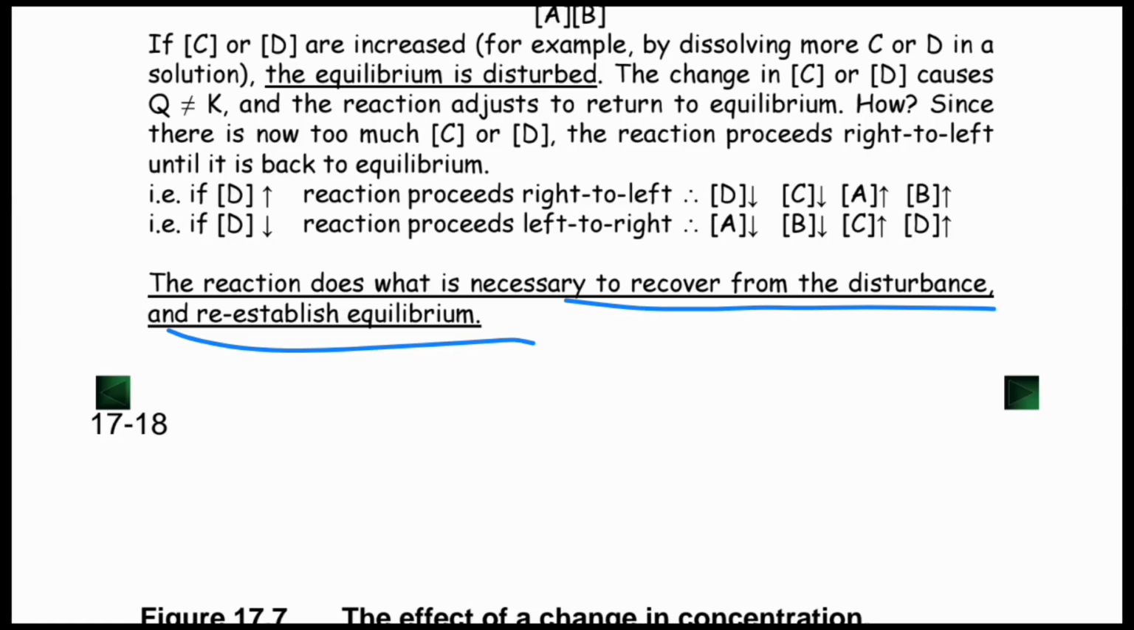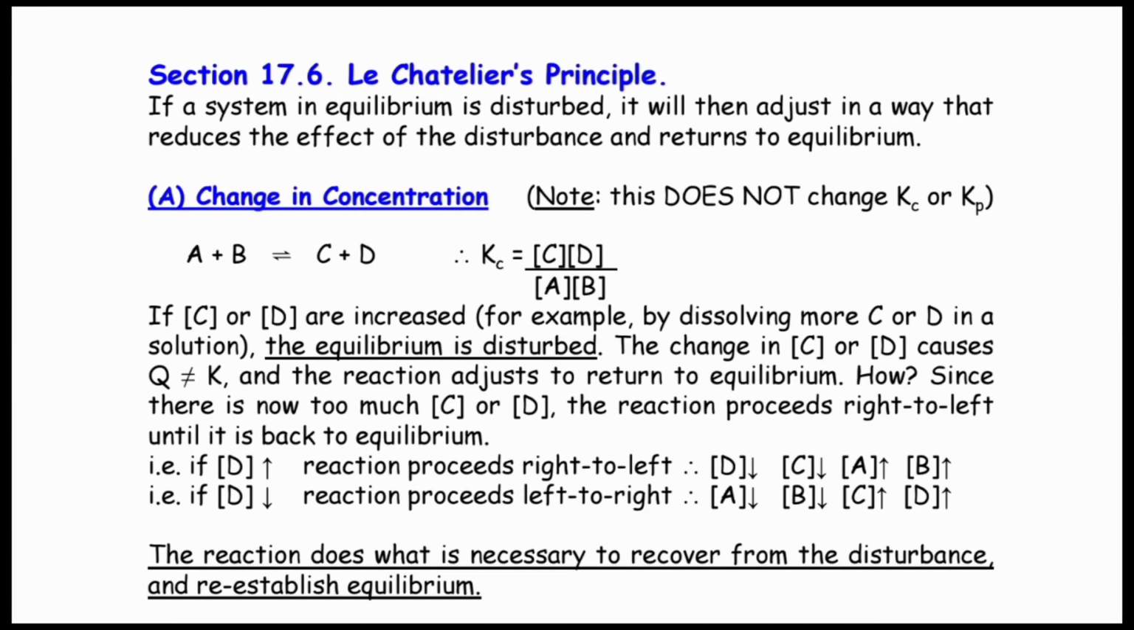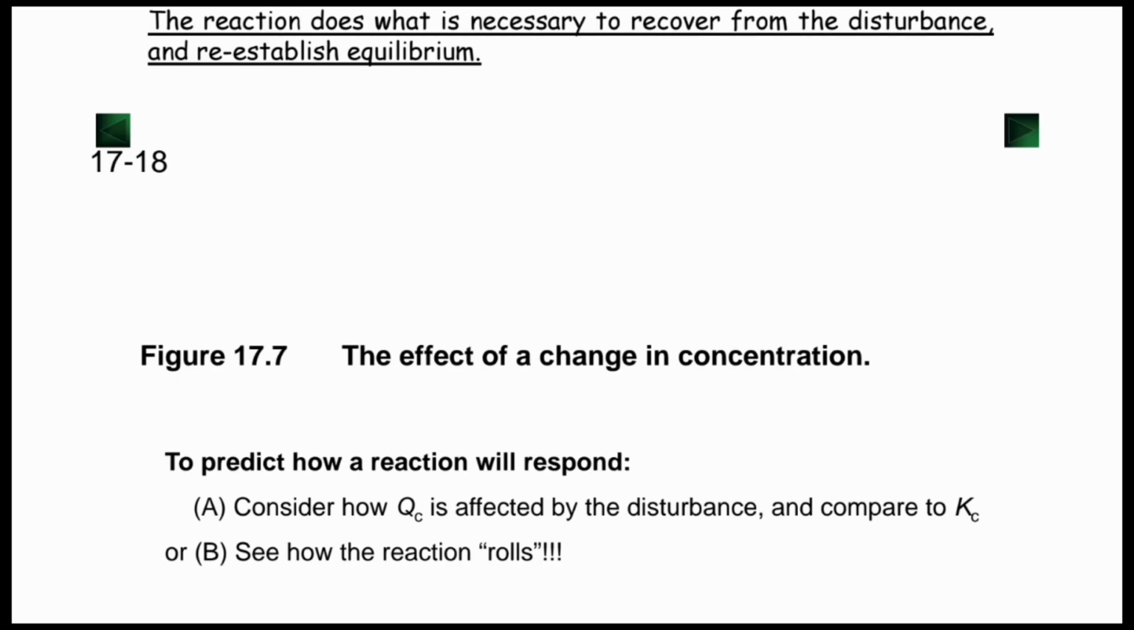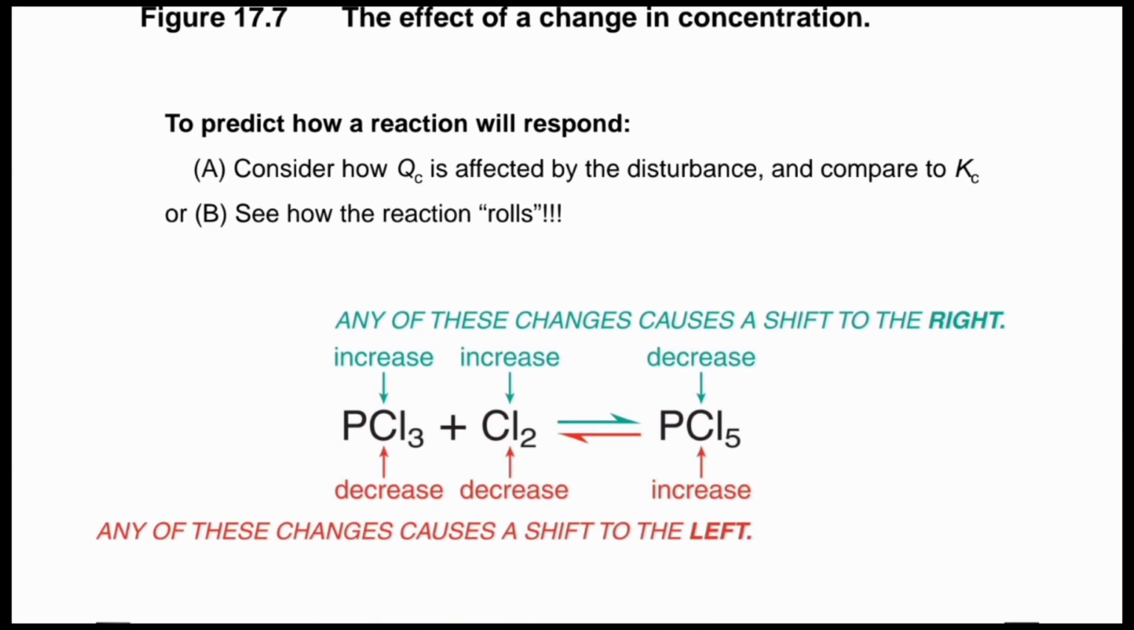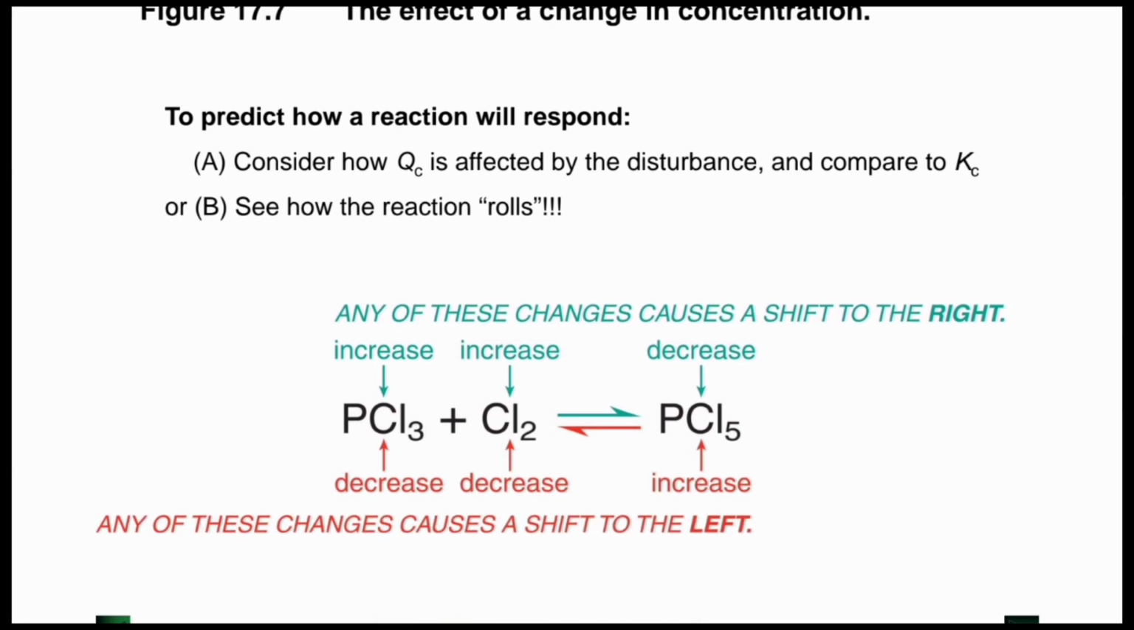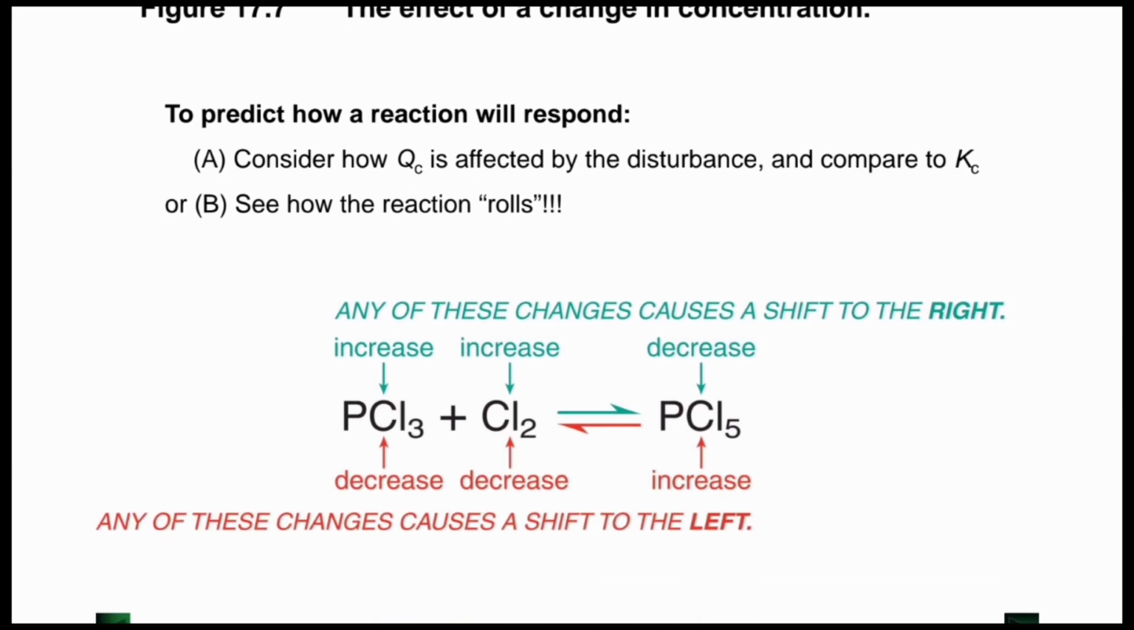If you say we have added more A, then the reaction will move in the forward direction so that equilibrium is attained, okay. Effect of change in concentration. To predict how it will respond, consider how Kc is affected by the disturbance compared to Qc, okay.